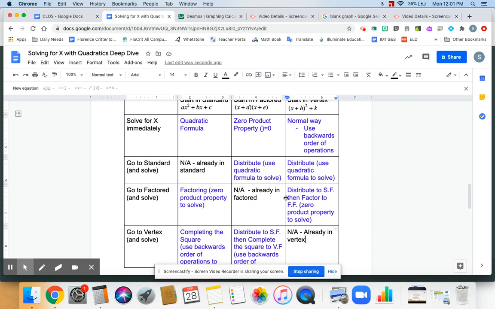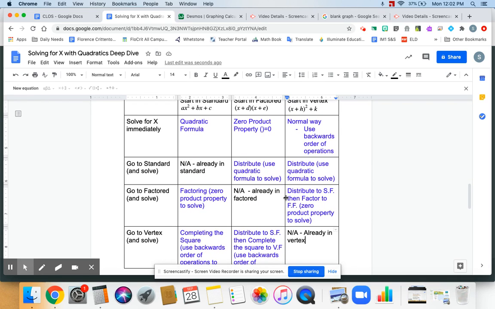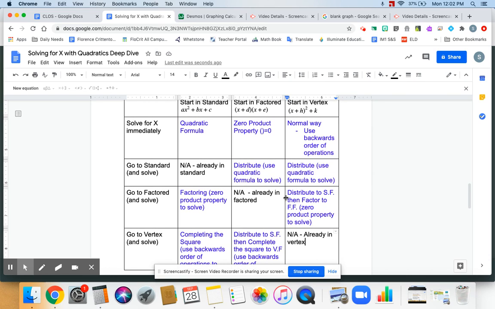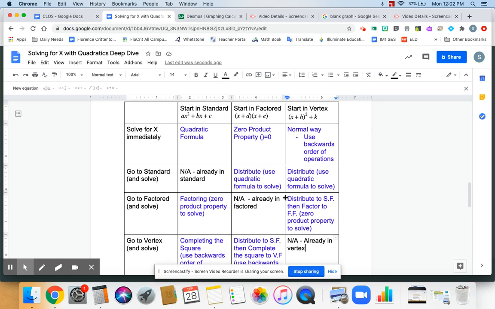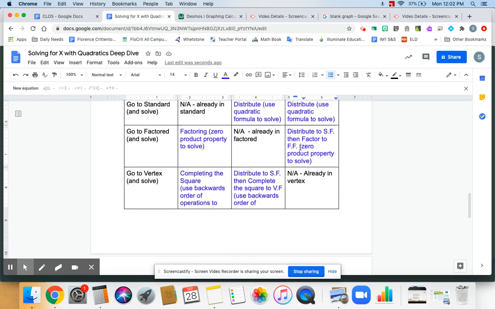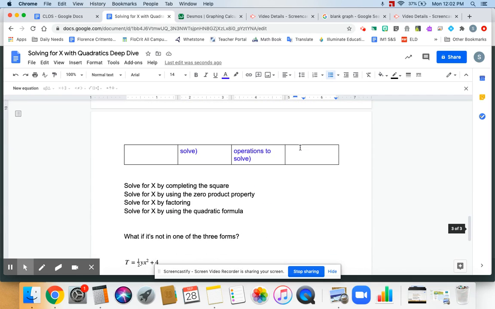So this is the gist of everything that you will need to be able to do in this test. If I start you in any one of these, you can solve for x from any one of them, or you can convert into any one of them and then solve for x as well. So let's show you a couple.